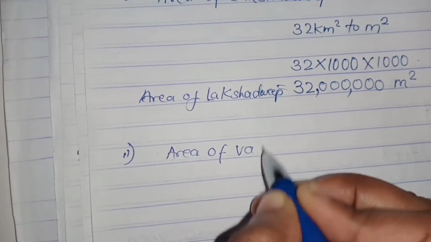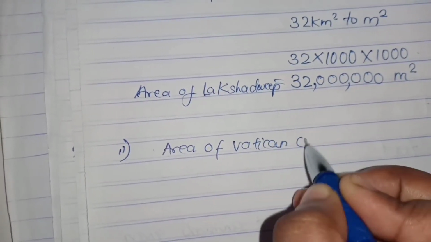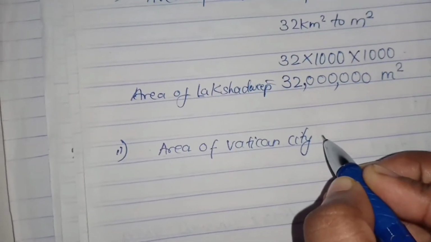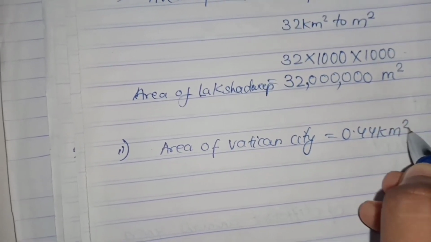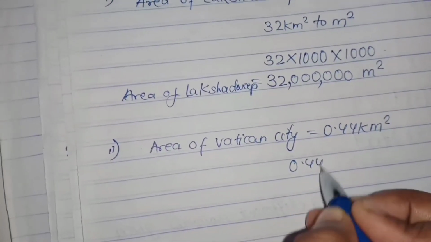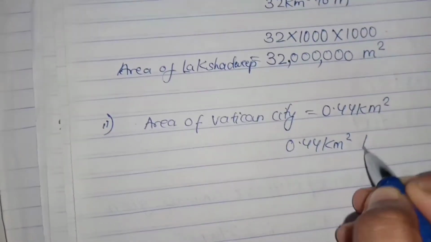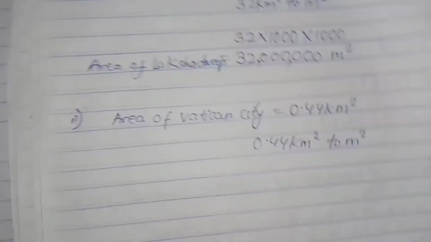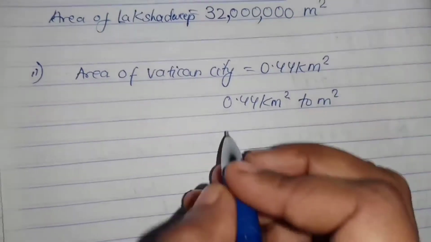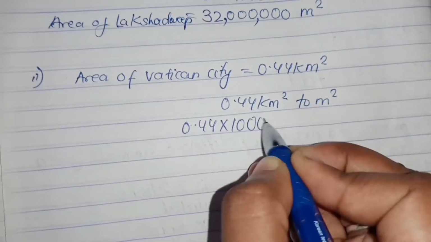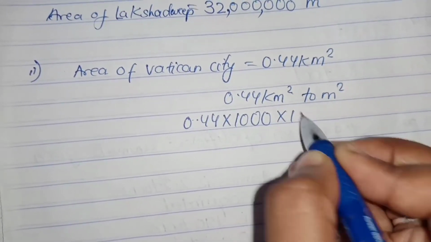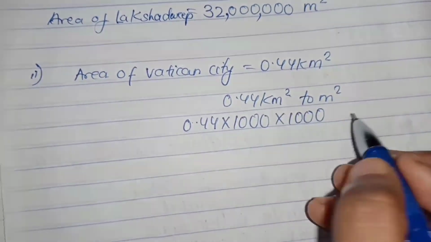Area of Vatican City is equal to 0.44 kilometer square. Okay, so 0.44 kilometer square to meter square. Now what you have to do, 0.44 into 1000, and we have to multiply one more time. Why? Because kilometer square is there.